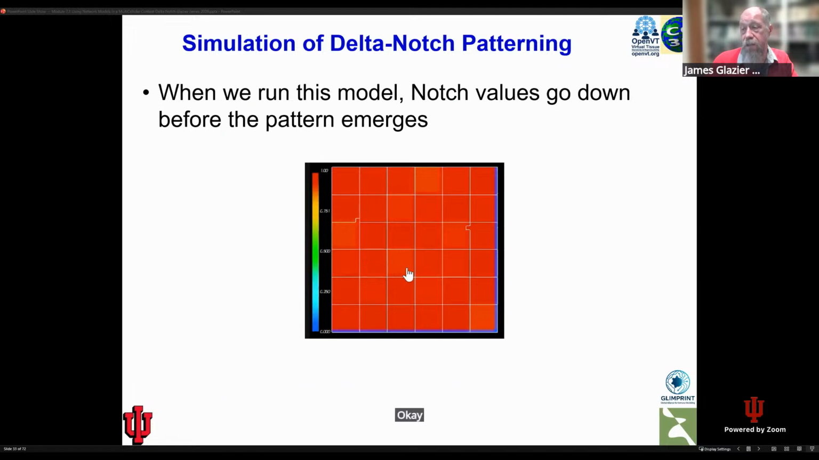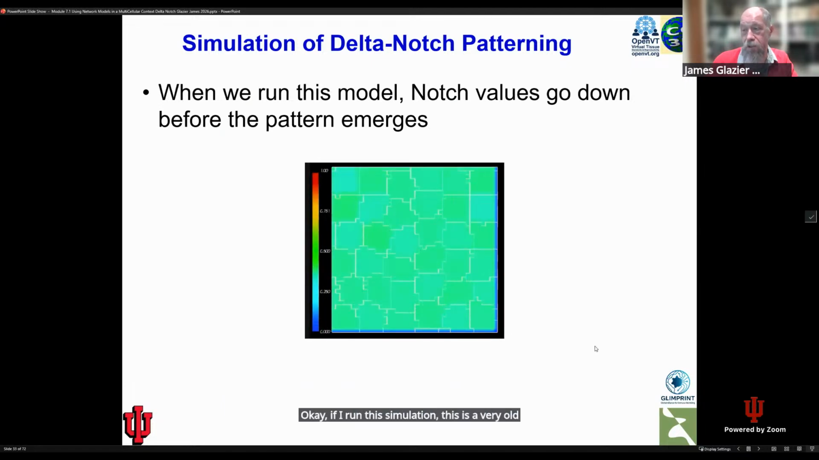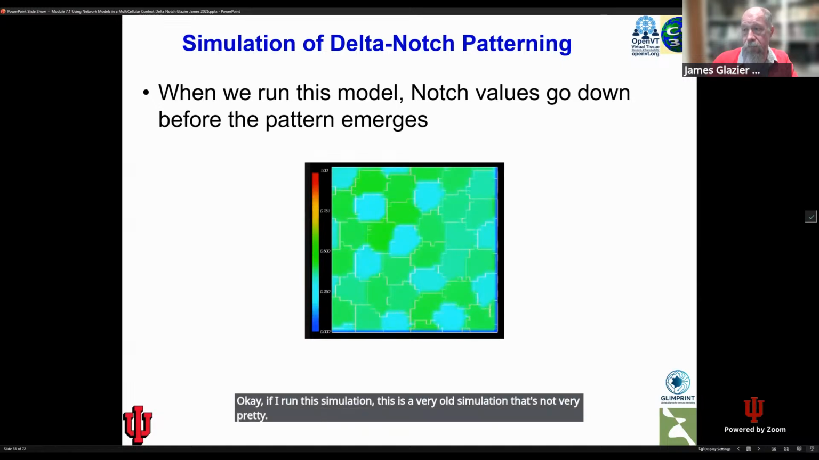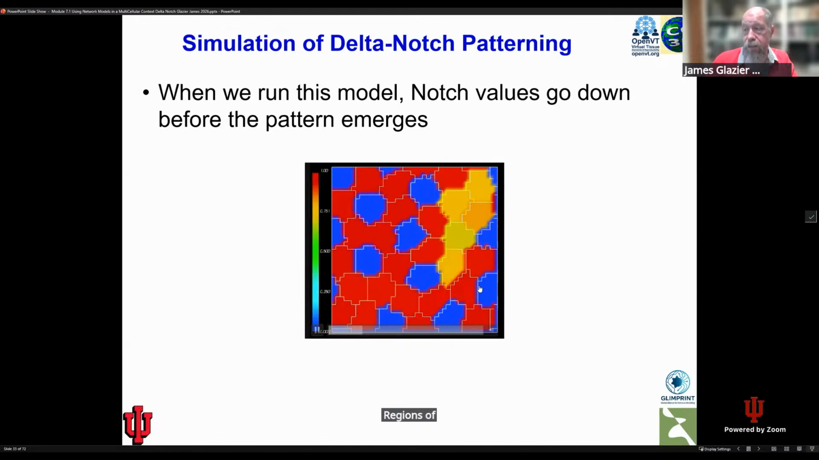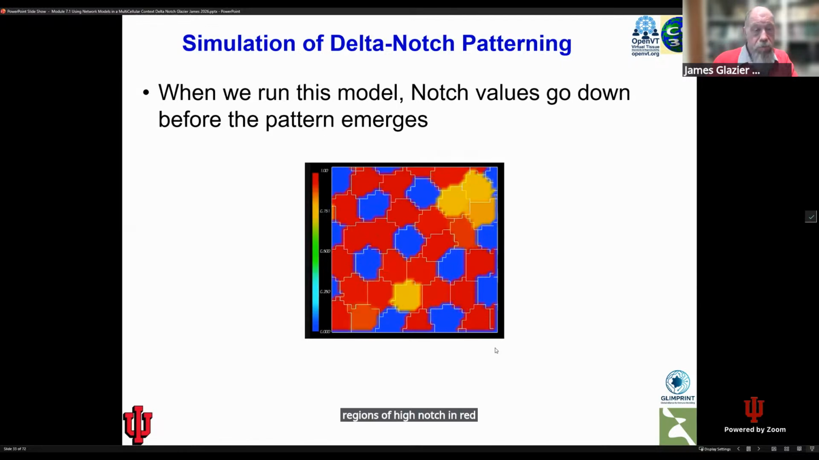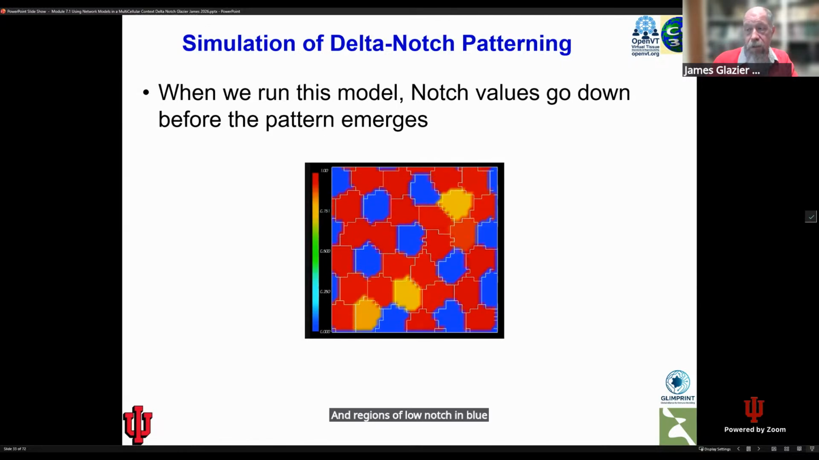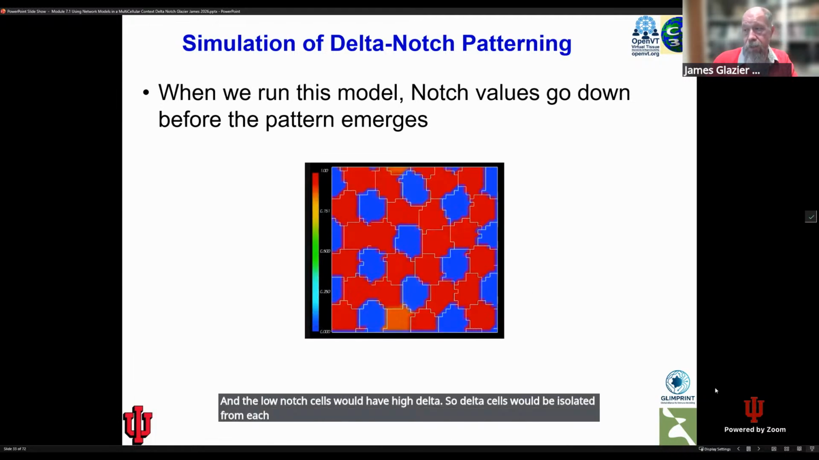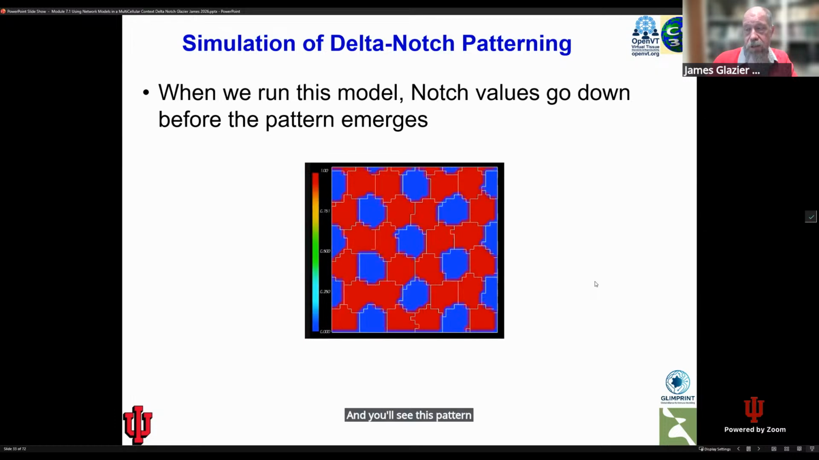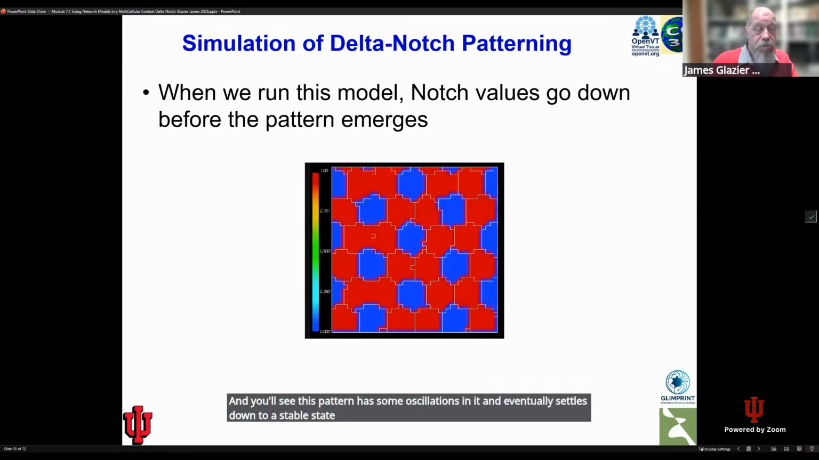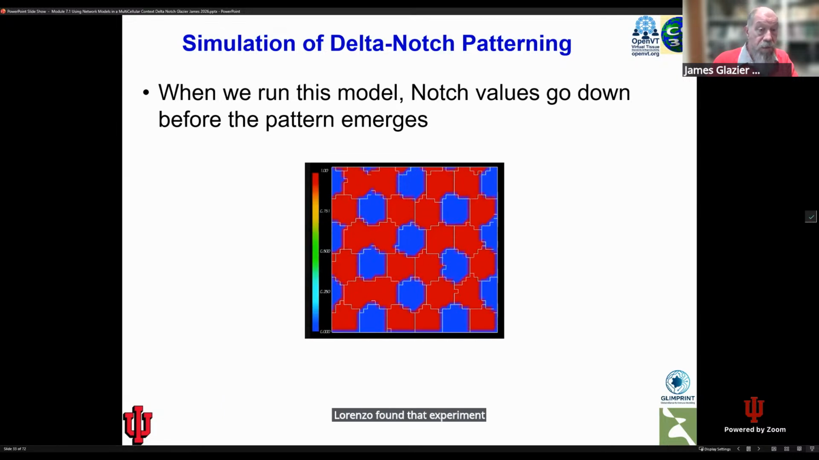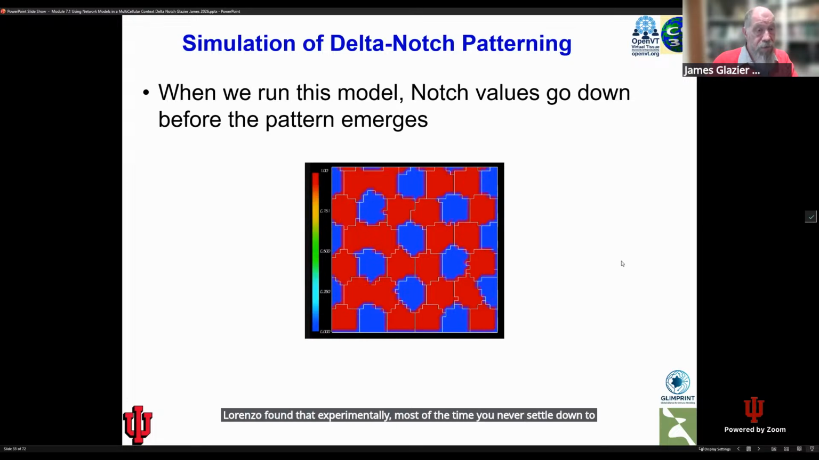Okay, if I run this simulation, this is a very old simulation that's not very pretty. This is notch. You'll see regions of high notch in red and regions of low notch in blue. And the low notch cells would have high delta. So delta cells would be isolated from each other. And you'll see this pattern has some oscillations in it and eventually settles down to a stable state. Lorenzo found that experimentally, most of the time, you never settle down to a steady state. You always have oscillations.